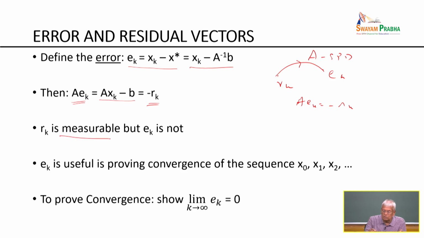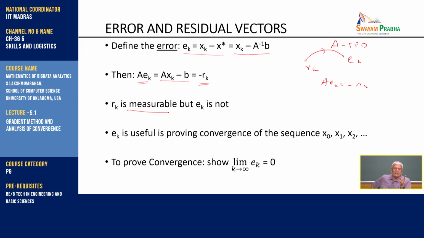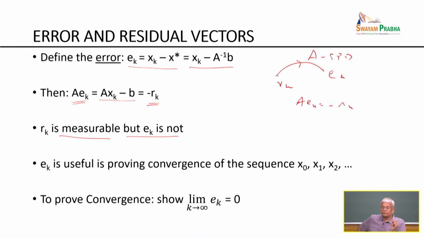Rk is measurable. What is Rk? B minus A xk. I know B, I know A, I know xk. But Ek is not measurable. Why is Ek not measurable? Ek depends on x star and I don't know x star. So even though mathematically Ek is not measurable, the concept of Ek exists. So in analysis, I could use Ek to do my proof of convergence.